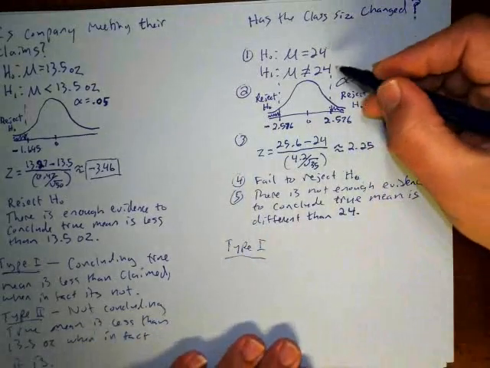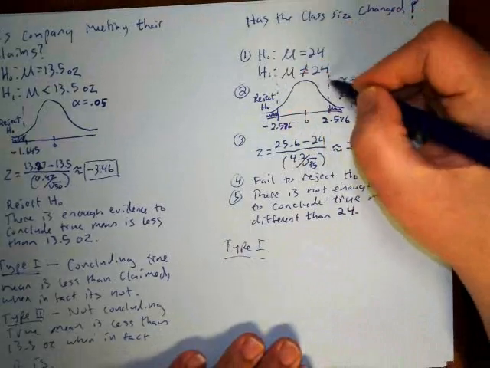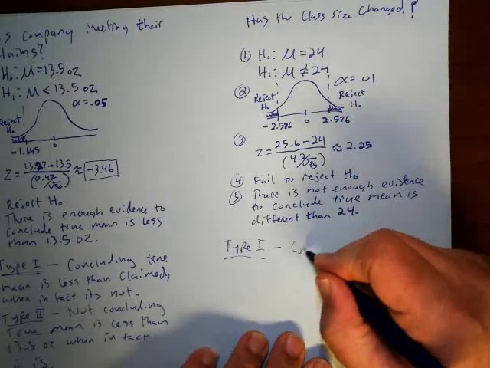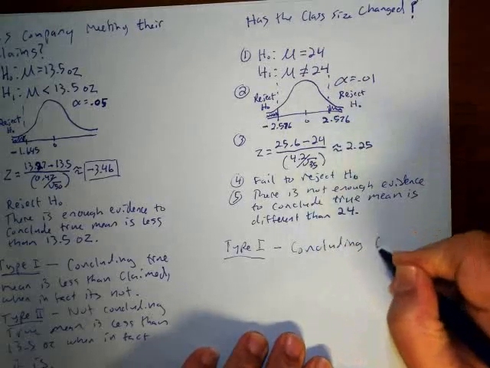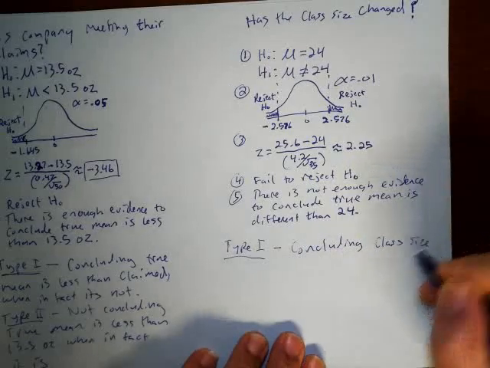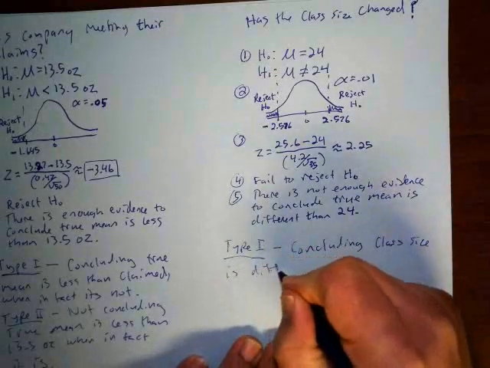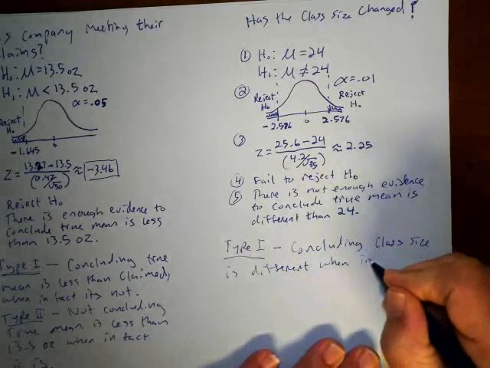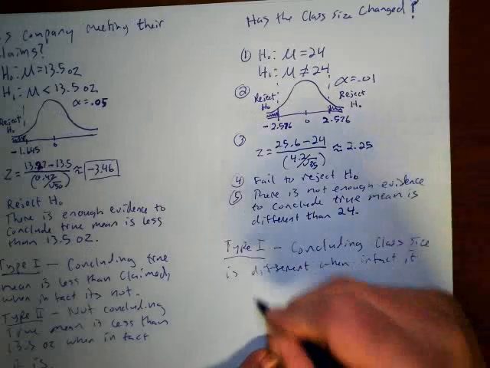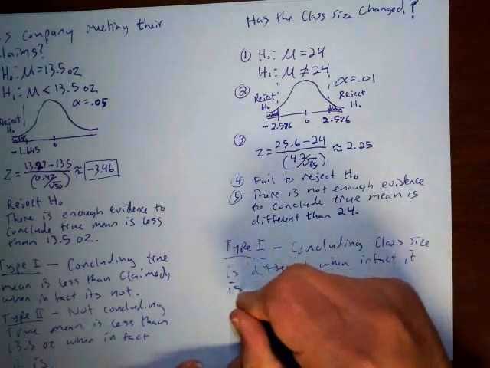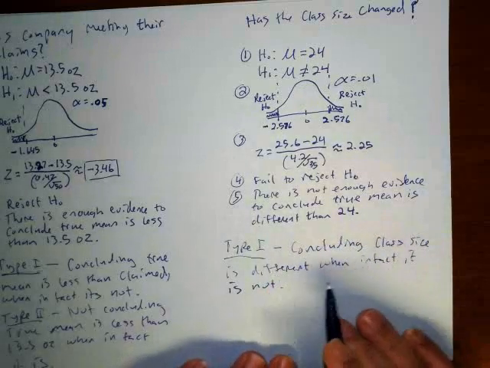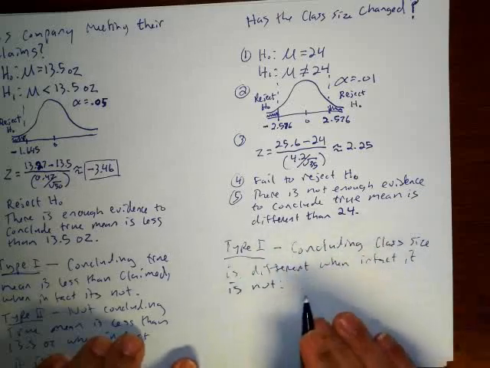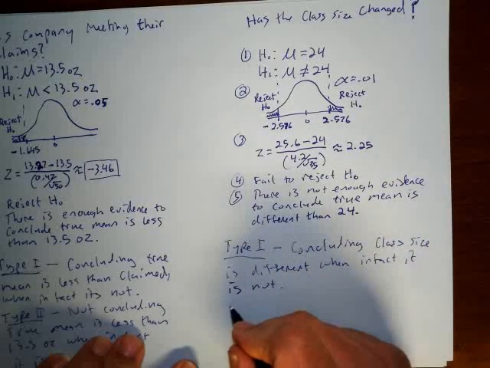So the type 1 error would be rejecting H0 in favor of the alternative when really H0 was true, right? So this would be concluding class size is different when in fact it is not. Or I should say, concluding that the class size has changed when in fact it has not changed. So that would be the type 1 error, rejecting H0 when H0 is true.